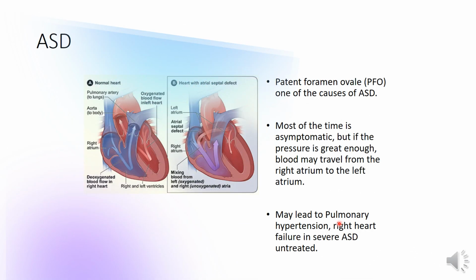Alright, ASD, atrial septal defect. Okay, atrial septal defect means the septum between the right and the left atrium is patent. Okay, one of the causes of ASD is a patent foramen ovale. Most of the time it is asymptomatic, but if the defect is greater, blood may travel from the left atrium to the right atrium, which may lead to pulmonary hypertension and right heart failure in severe ASD if it is untreated.